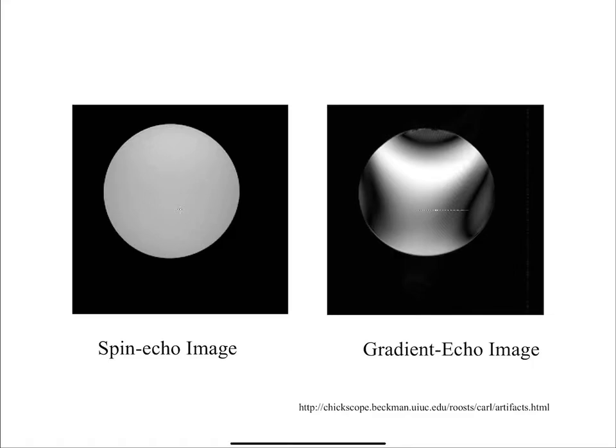And so this is an example here. If I did my gradient echo image, I have all these dark lines where there's inhomogeneities. Okay, I apply the spin echo image, and it looks really good. So that's why spin echo is really one of the workhorses of MR, because it's sort of immune to these inhomogeneities.